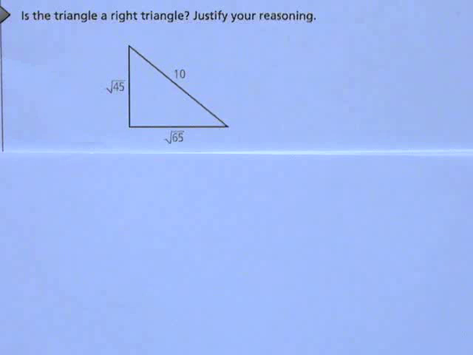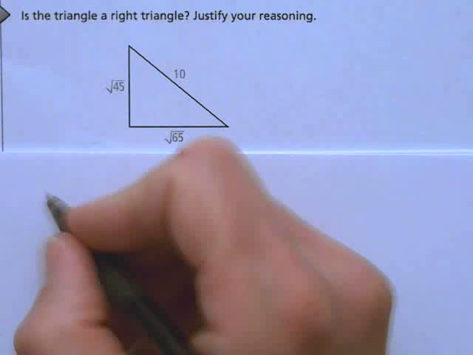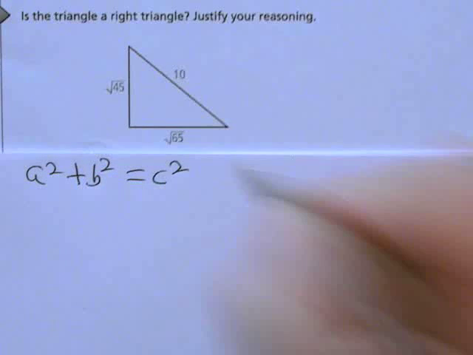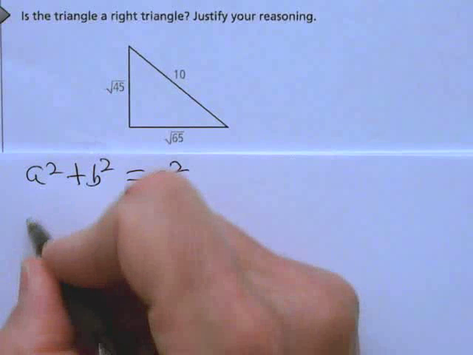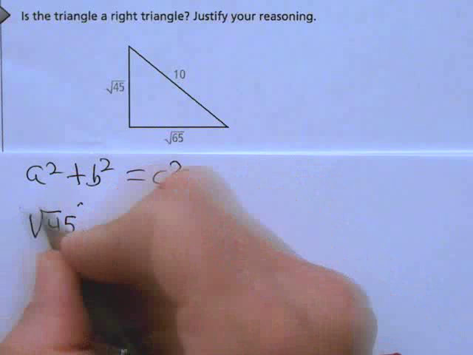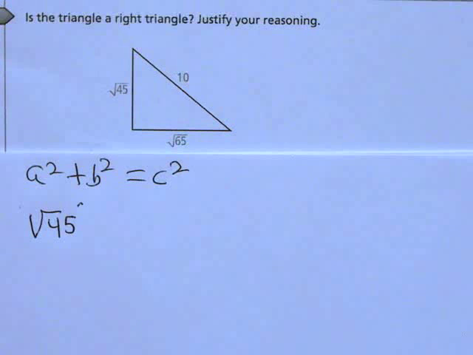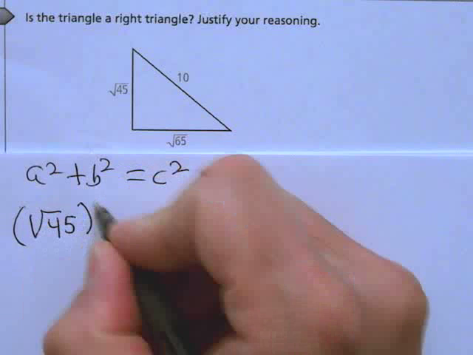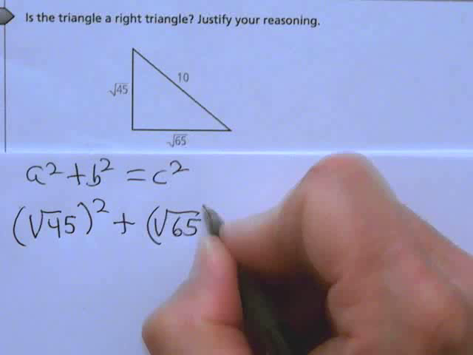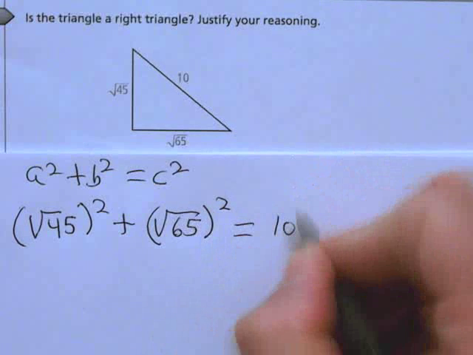And here's another example of the same concept. We're given a triangle and its lengths, and we're asked, is this a right triangle? And even if it looks like one, we have to justify our answer. So let's see. A squared, and hopefully by now you're sick of seeing me write this and that you've memorized this formula. So is the square root of 45 squared, pardon me, plus the square root of 65 squared equal to 10 squared?